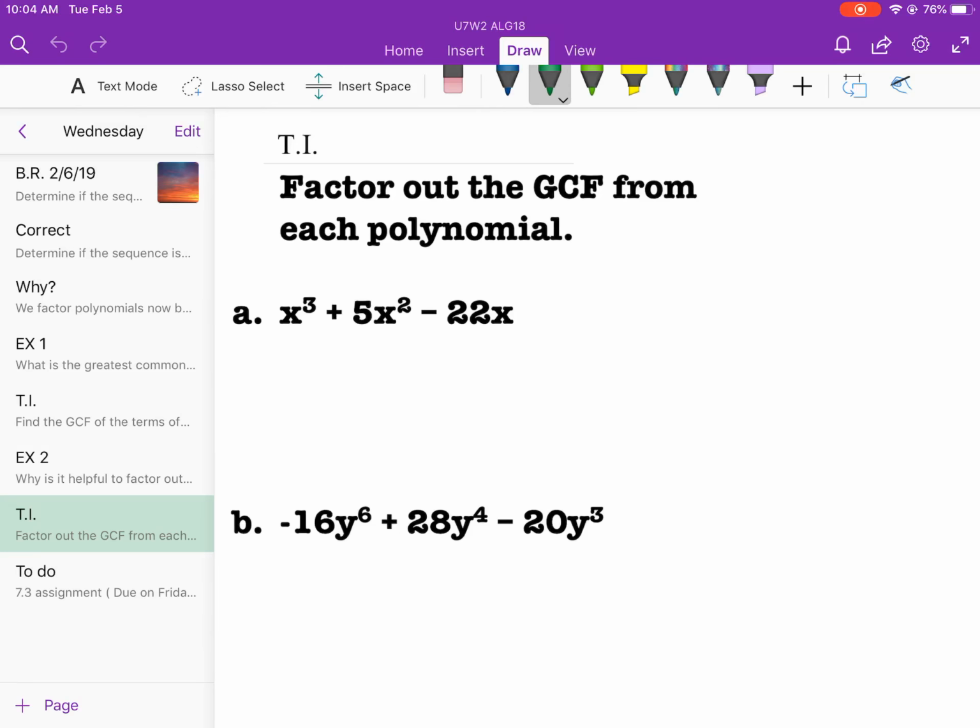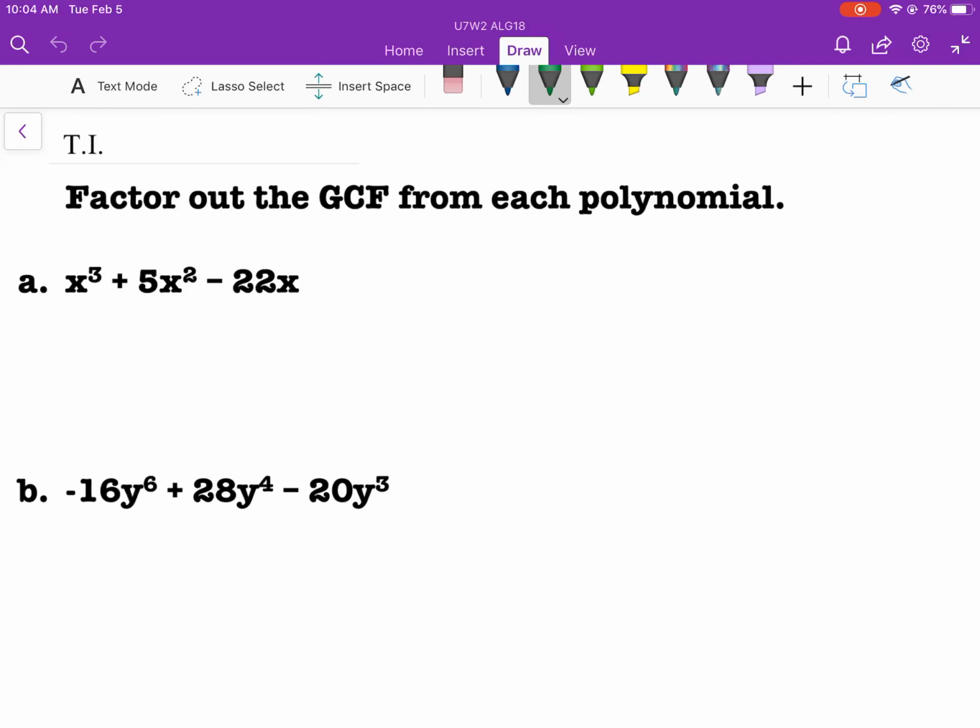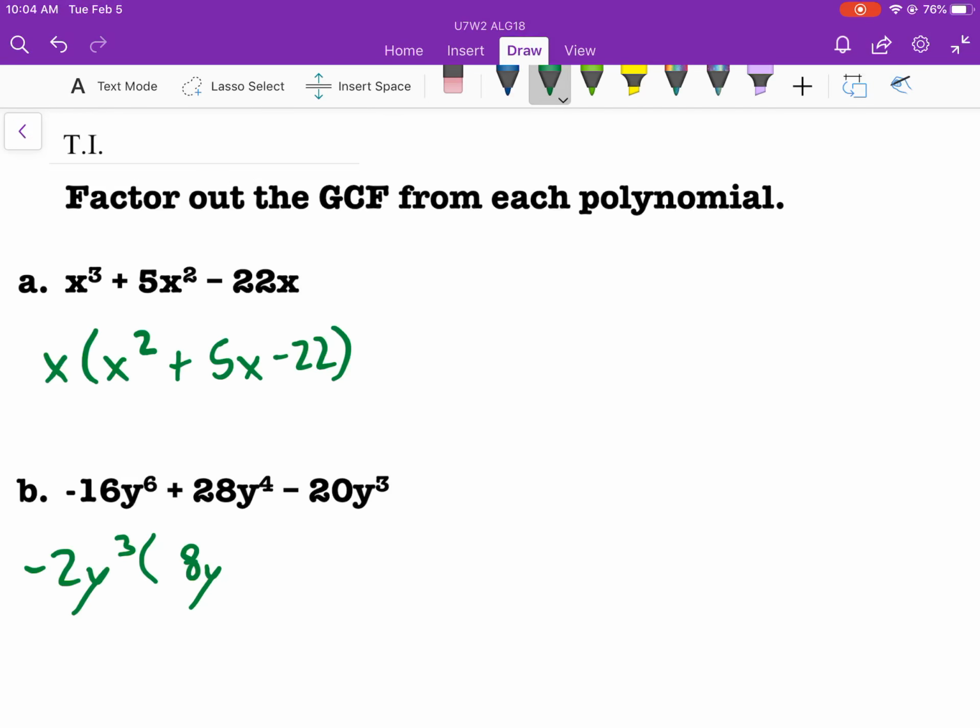Try it. Factor out the GCF from each polynomial. First one's easy. Just x squared plus 5x minus 22. 16, 28, and 20 would have a 2 in common. Have a 2, negative 2y to the third. Then you'd have 8y to the third, 14y, and 5y. Done.